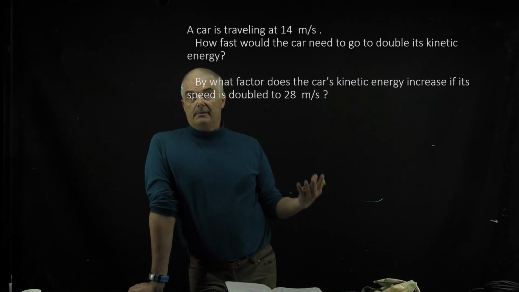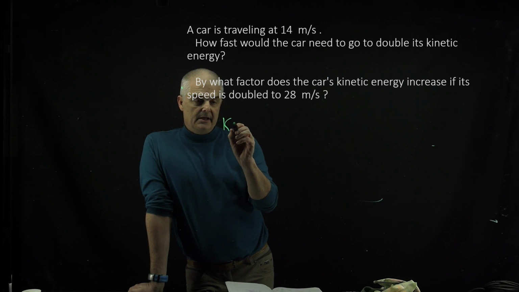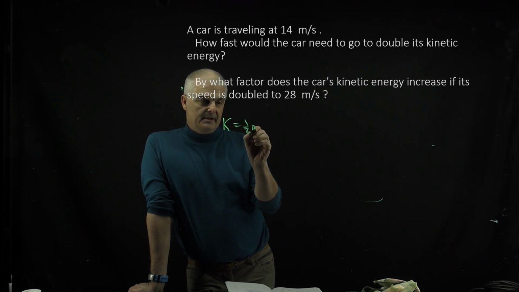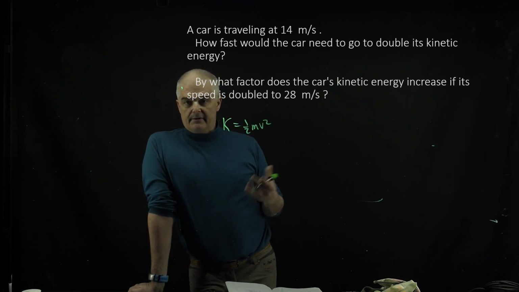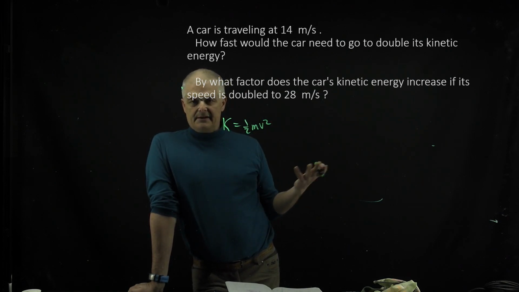So we've got this question about kinetic energy, right? Again, remember the equation: kinetic energy, or K, is equal to 1/2 mv squared. Now we've got a car. Now you might say, Mr. Bergman, I don't see a mass. I'm not given the mass.